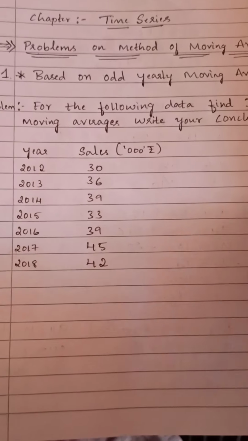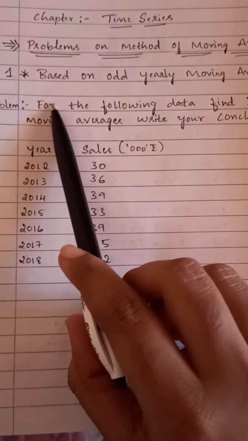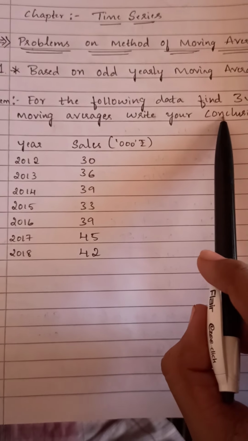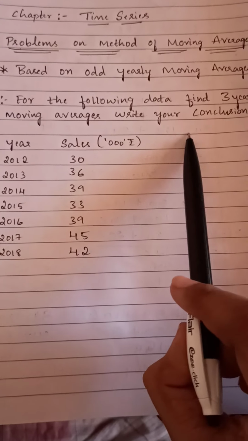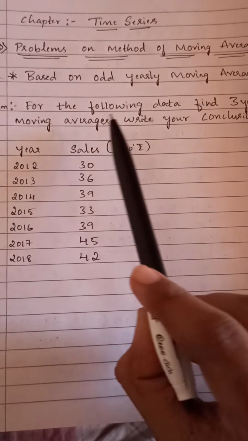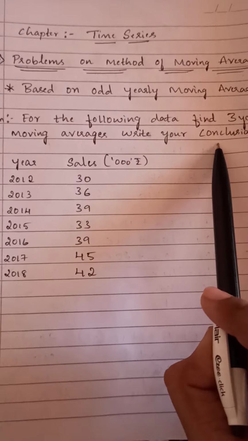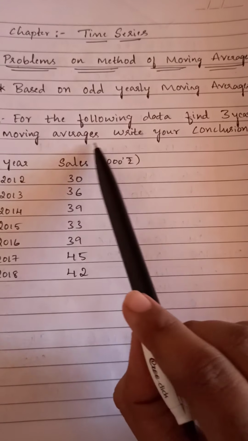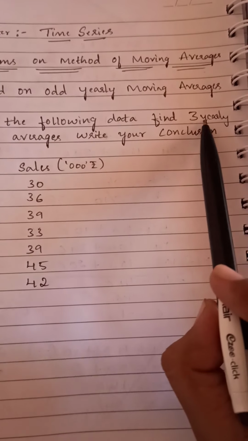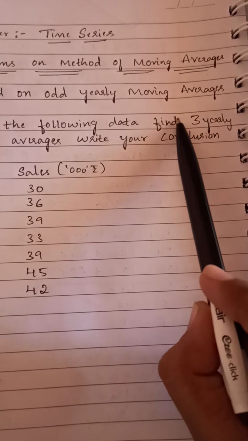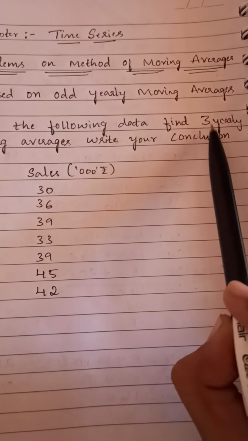Okay, so look at the first problem they have given. For the following data, find 3 yearly moving averages and write your conclusions. We have to find out the 3 yearly moving averages and we have to conclude it. So 3 yearly means what here? Odd year. So we have to follow certain steps.